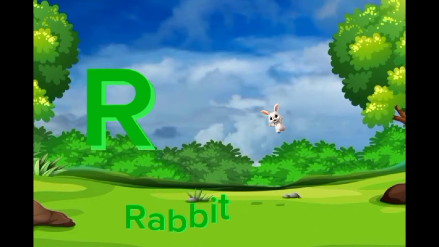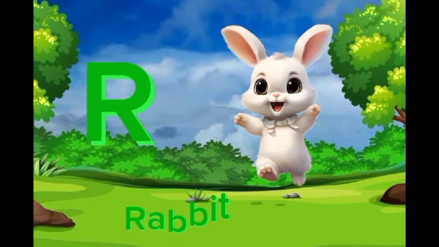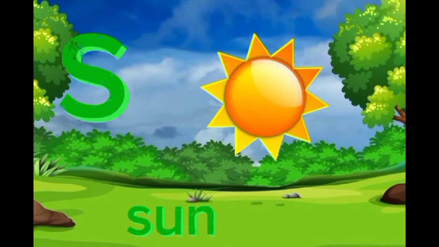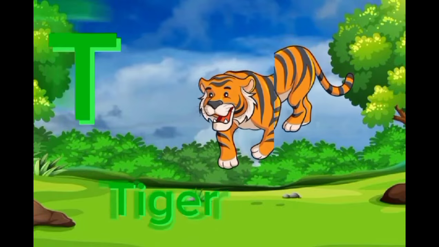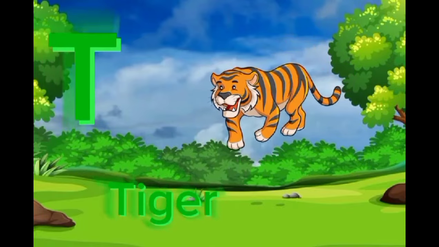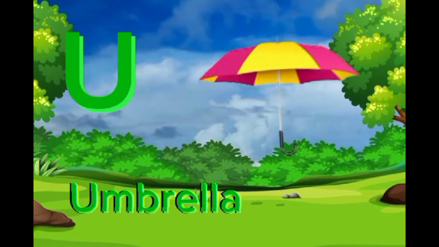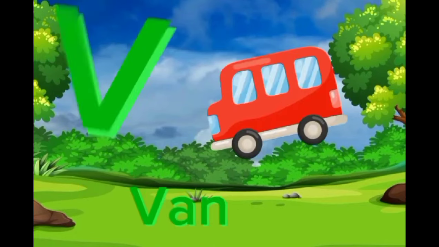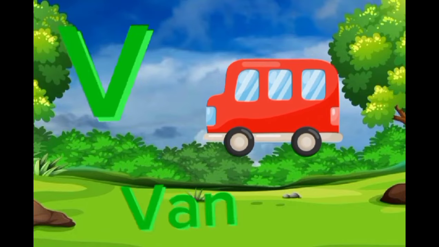R for rabbit, r, rabbit. S for sun, s, sun. T for tiger, t, tiger. U for umbrella, umbrella. V for van, van.